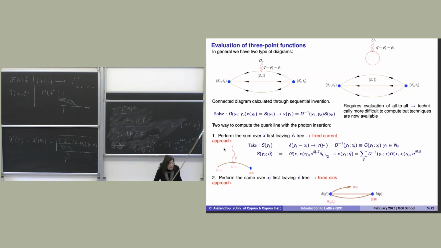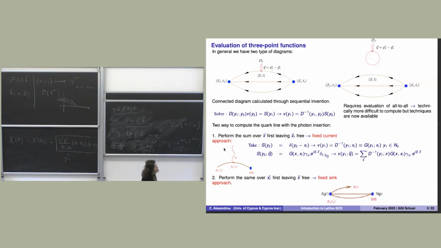Or what I can do is compute this one, combine it with my final state, so I have to fix now my final state, and use that to invert to get this propagator going everywhere. And then I put the current. And I'm free to put any current I want now. And then I combine it with this one that comes from here. This is called the fixed sink approach. Fixed source, fixed sink.